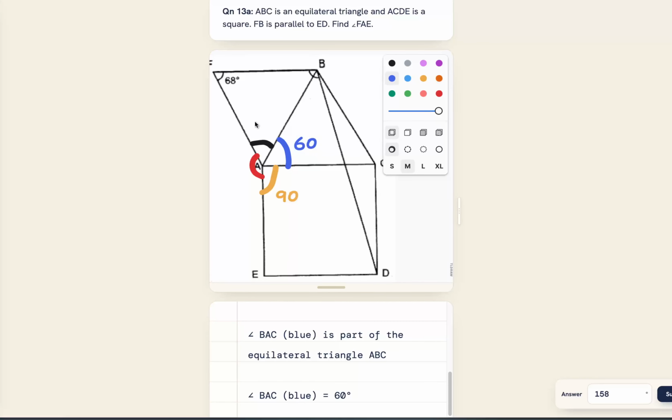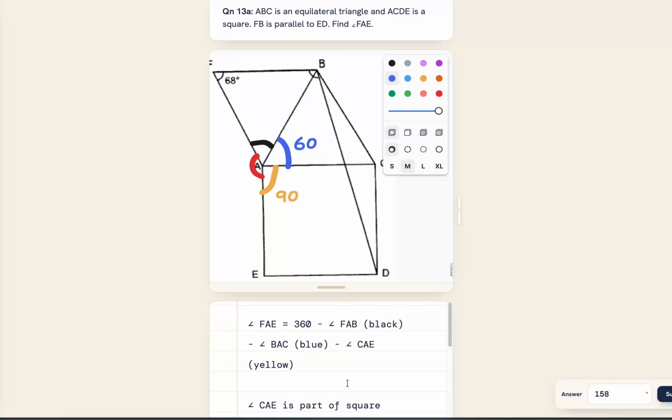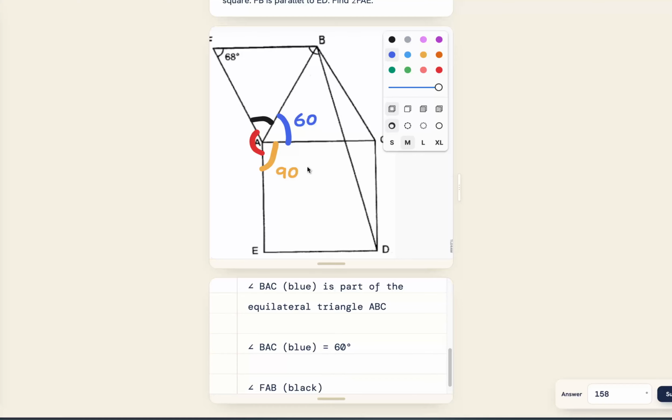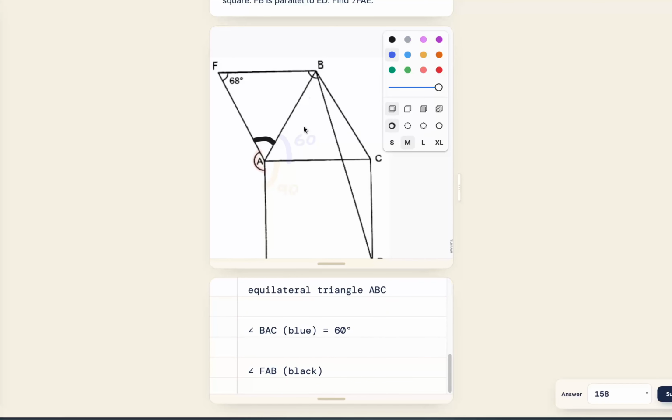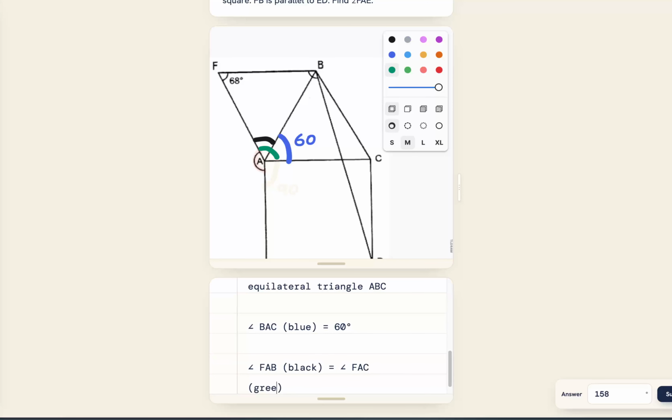And lastly, we need to find this black angle over here, which in this case is angle FAB. So for angle FAB, how do we get this angle? So for angle FAB, we essentially just get one other angle, which I will highlight in green. Angle FAC, which is in green. And then we minus 60. So for angle FAB over here, how do we get this green angle? So this green angle over here is actually part of this shape, which is shape FACB.